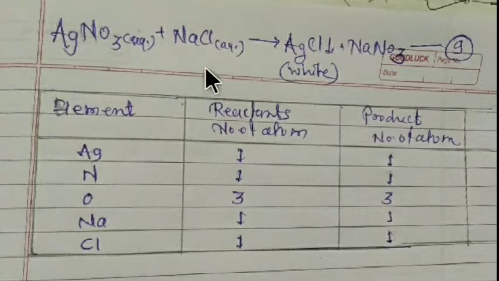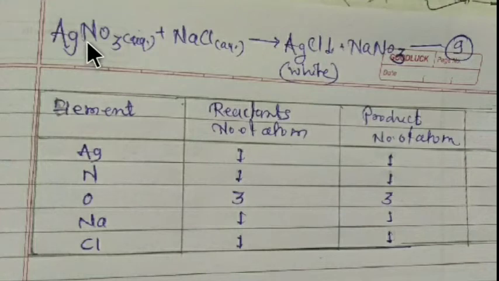First, on the left side, AgNO3 plus NaCl. So these are the elements: first Ag, silver, then nitrogen, oxygen, sodium and chlorine. Let's see the first, Ag, that is only one atom. Hence we write here, on the reactant left side, only one atom of silver is present.